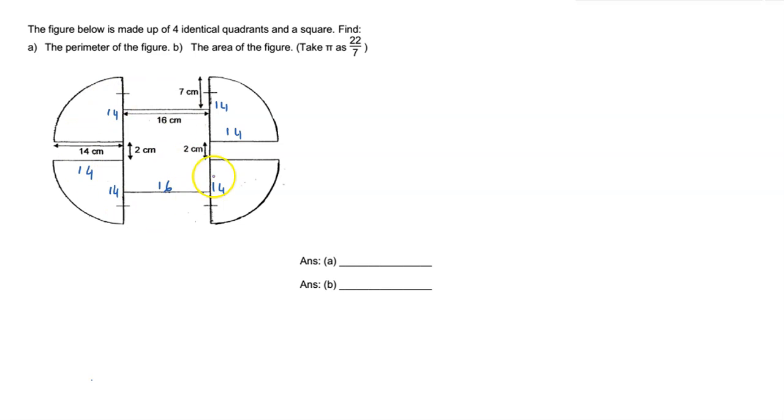Now we have almost everything except for the curved length. Now if you bring these 4 quadrants together, you get a circle. So what is the perimeter of a circle? Okay, it is called the circumference, and the formula for that is 2 pi r, which is 2 times 22/7 times the radius, which is 14, and that answer is 88.